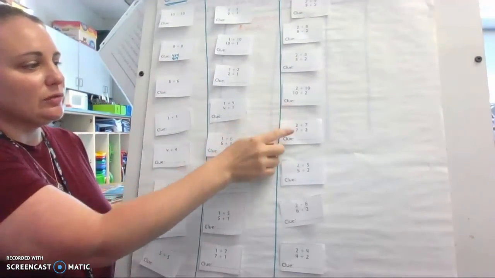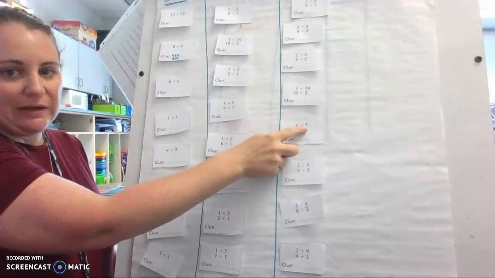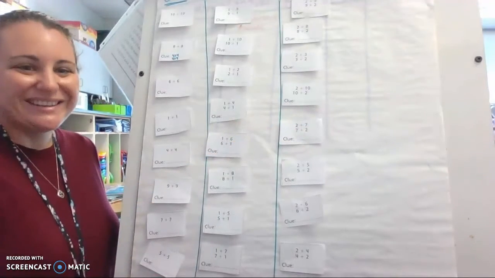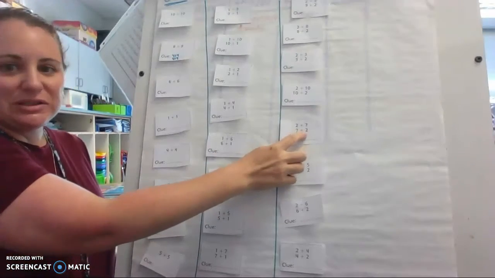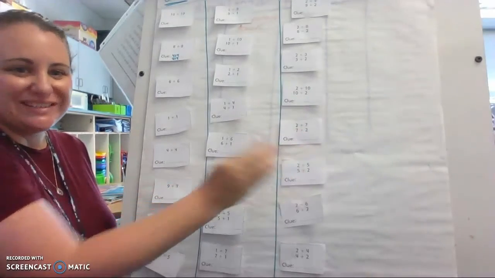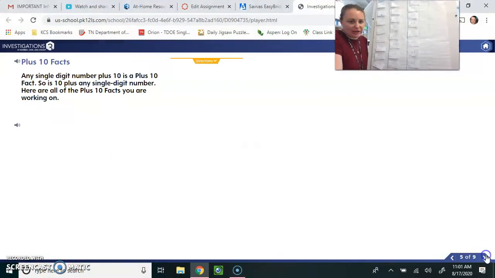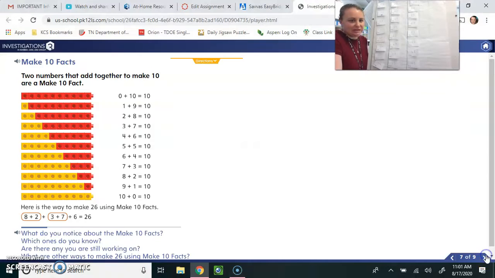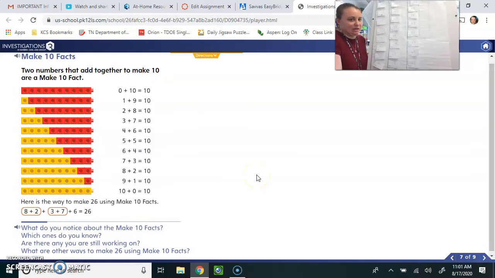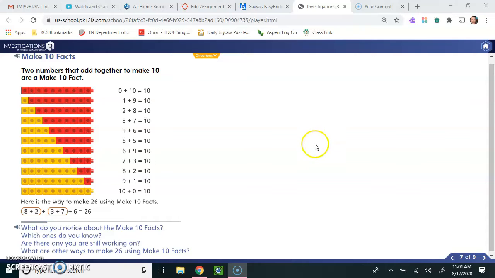So let's look at this one right here. 2 plus 7 equals 9. 7 plus 2 equals 9. Good. So if you know 2 plus 7, you also know 7 plus 2. So there's one more category that we're going to look at today, and it's these here. Make 10. Two numbers that add together to make 10 are a make 10 fact.